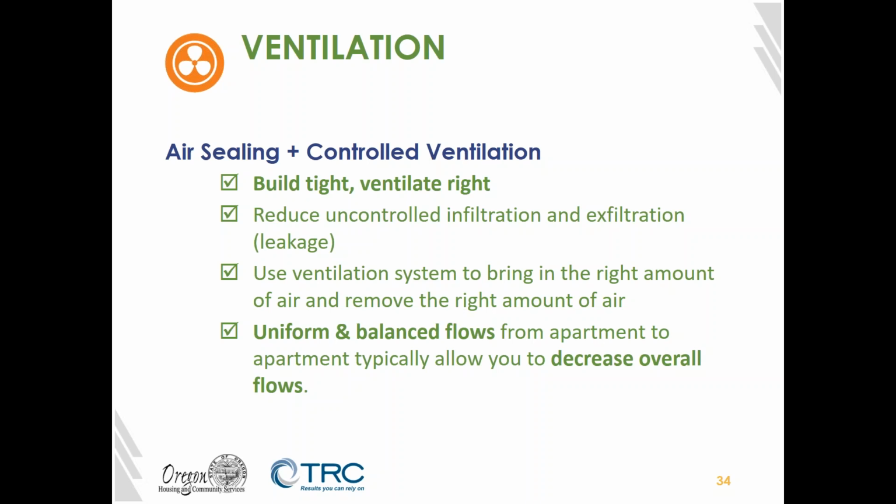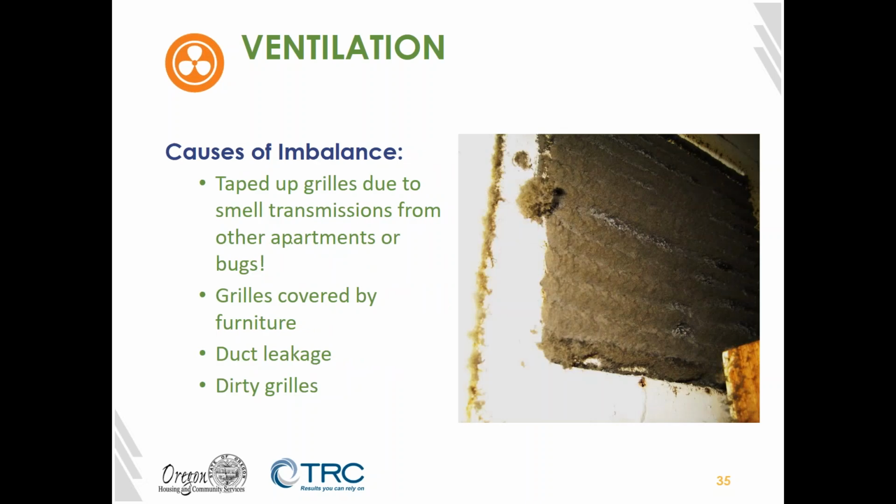So we want to reduce uncontrolled infiltration and exfiltration via leakage, which we mentioned. We want to use our ventilation system to bring in the right amount of air and remove the right amount of air. And we want to ensure we have uniform and balanced flows from apartment to apartment. And that'll typically allow us to decrease overall flow rates.